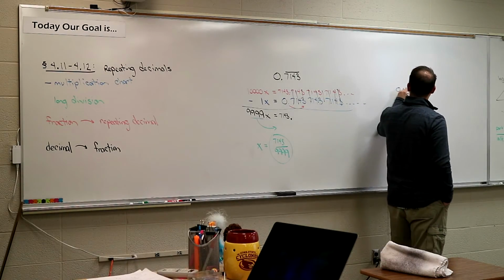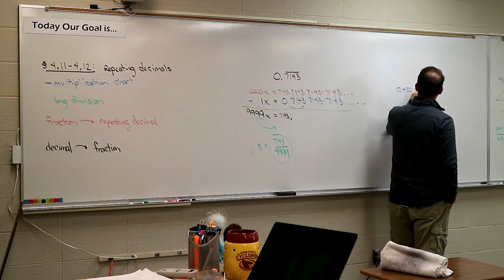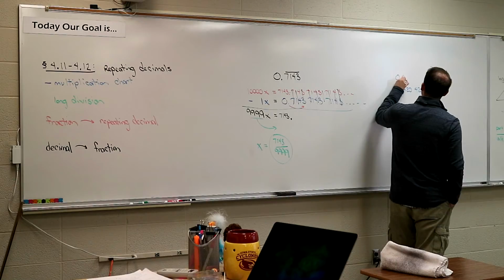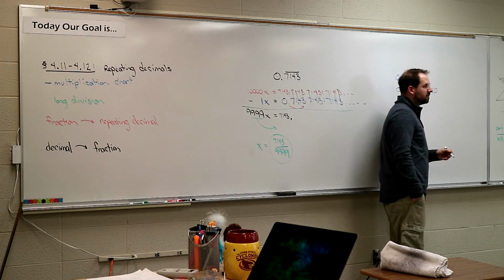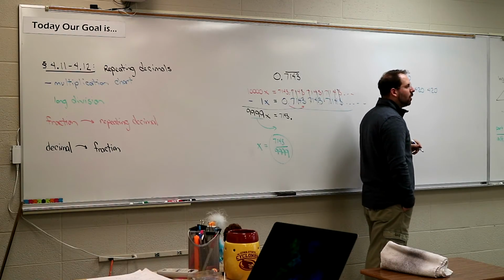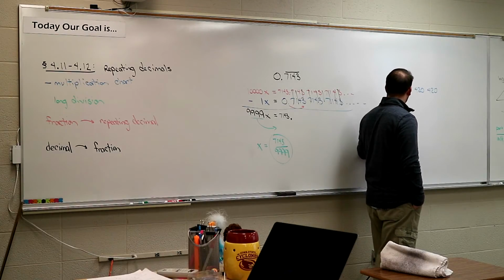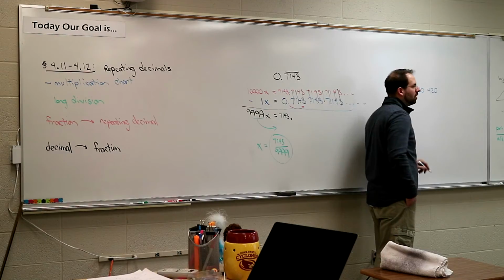420, 420, 420, right? So 420, 420, 420, 420, which is 0.420 repeating, right? And the 420 repeats. How many numbers are underneath the bar? 3, you put 3 nines on the bottom. So type that on your calculator right now.